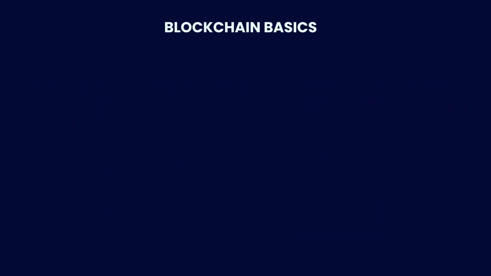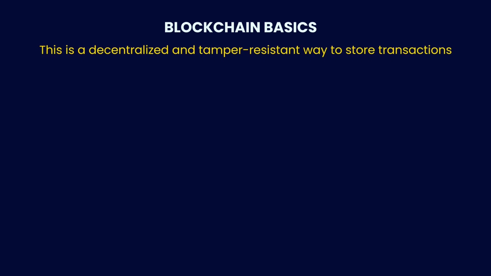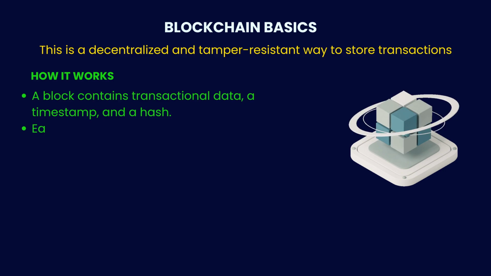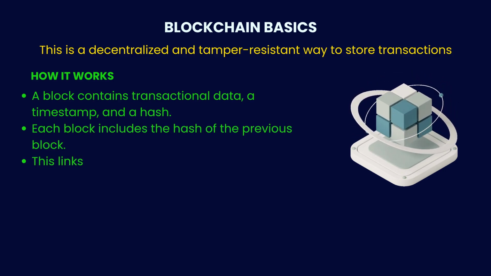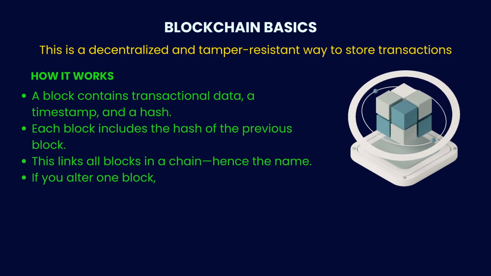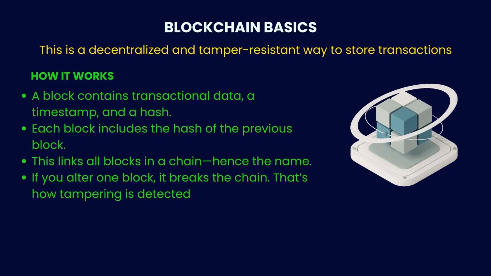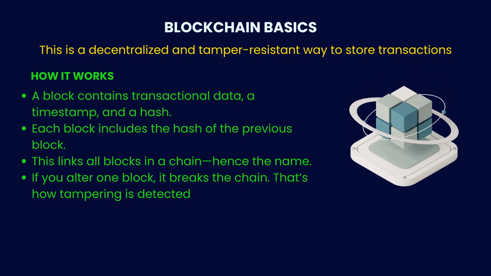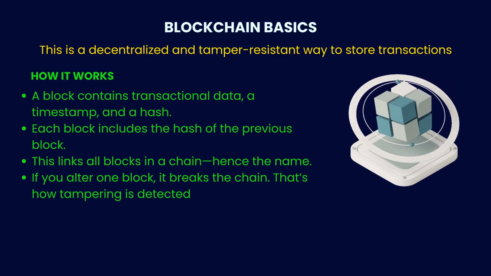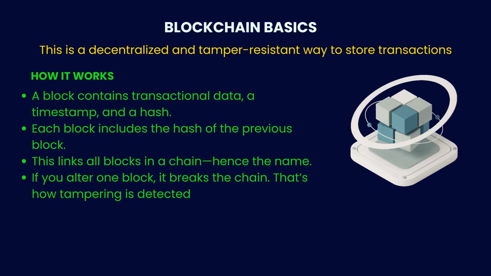Alright, now let's shift gears to blockchains. This is a decentralized and tamper-resistant way to store transactions. Here's how it works. A block contains transactional data, a timestamp, and a hash. Each block includes the hash of the previous block. This links all the blocks in the chain, hence the name. If you alter one block, it breaks the chain. That's how tampering is detected.